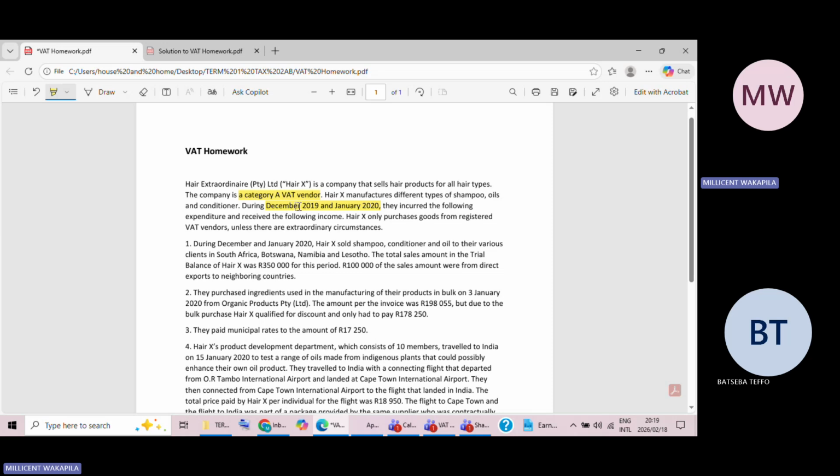And if you remember, guys, in the class that we did on Monday, I said that a category A VAT vendor has a January month end, right? And since it's a 2-month period, it means that it's going to start from December to January, and then it's going to start from Feb to March, up until the end of the year of assessment, right?